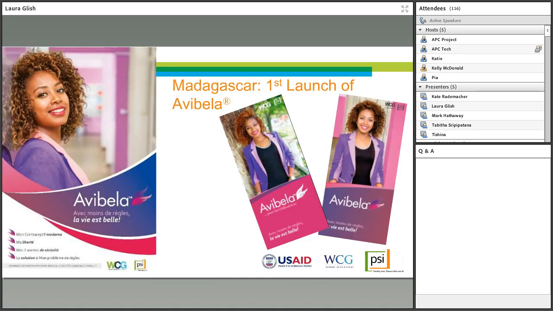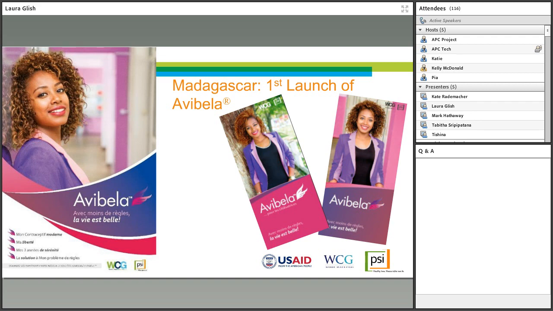Finally, as Kate mentioned, we are super excited to announce that Madagascar became the first country to launch Avibella. Their training of trainers was last week, so we officially have Avibella available for women in Madagascar throughout our pilot sites. In Madagascar, we have positioned this as a method for women who want lighter periods.